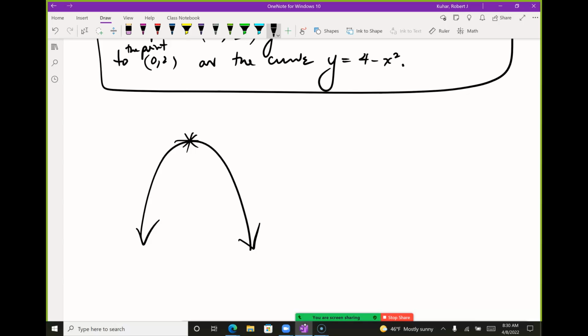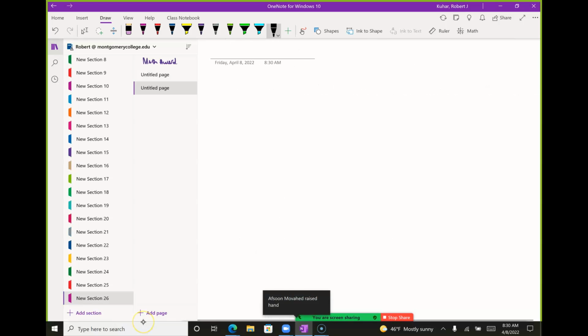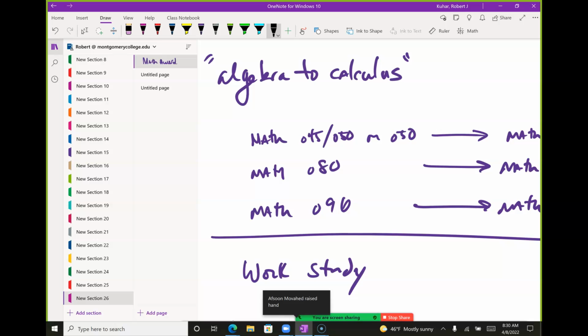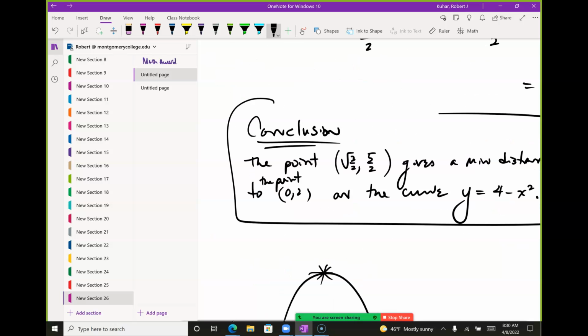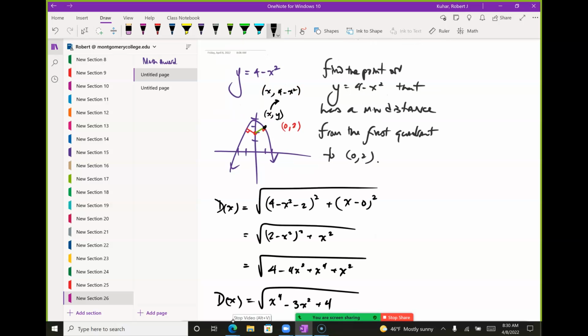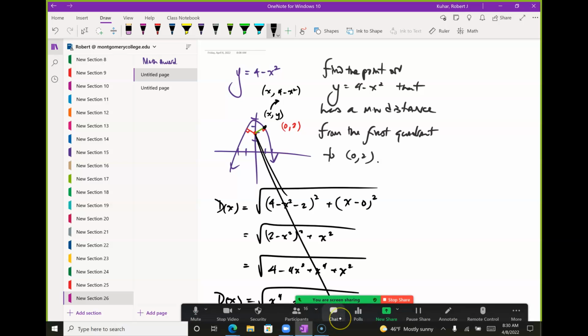All right, here we go. Chapter 5. Yes, Afsun, question. Is the reason we can't maximize the distance because it's like an infinite function? Yeah, exactly. If you're just looking at that curve, you can imagine I could get a distance all the way down to here or all the way down to here, and it will keep going forever. So no max there.